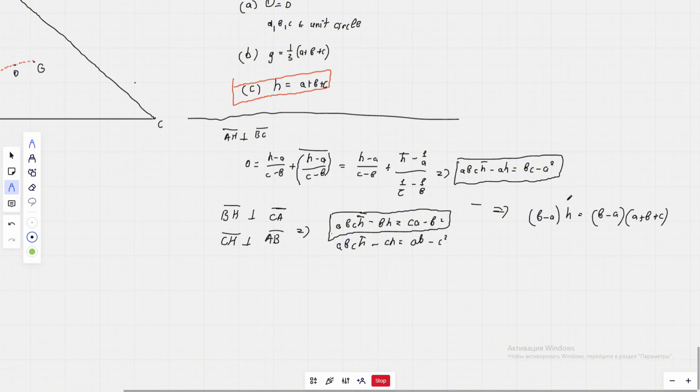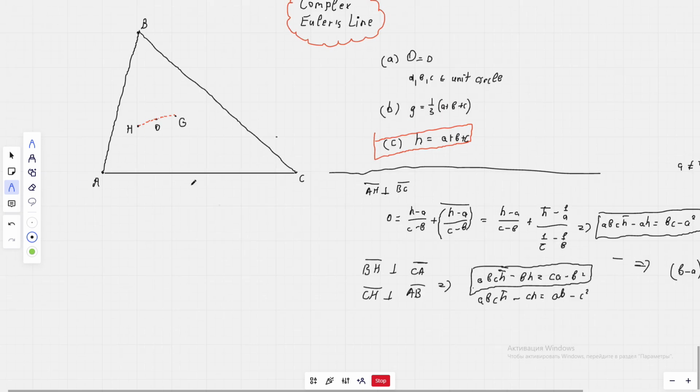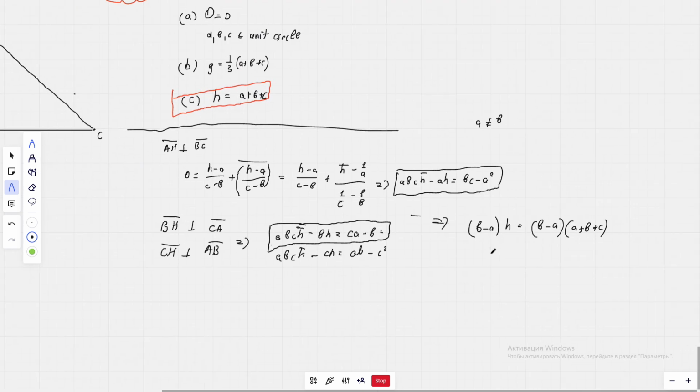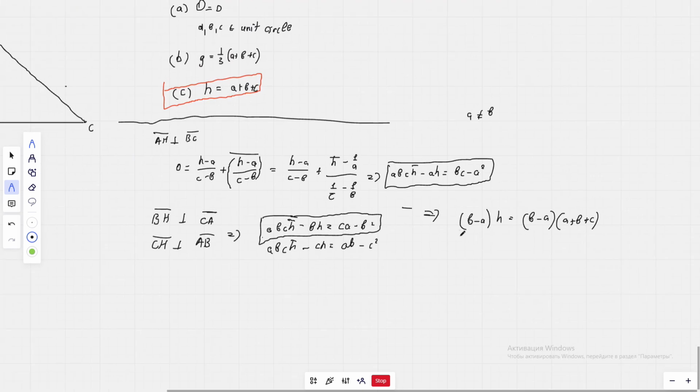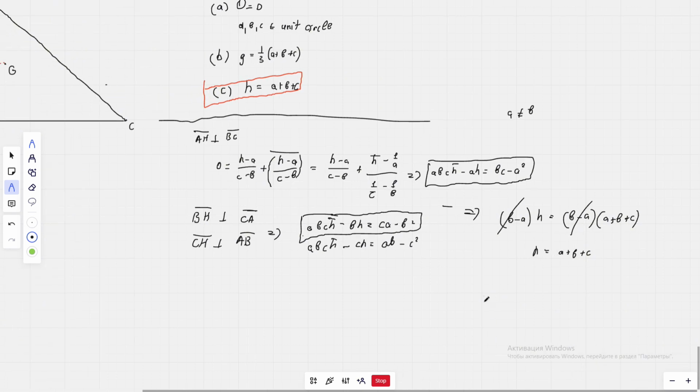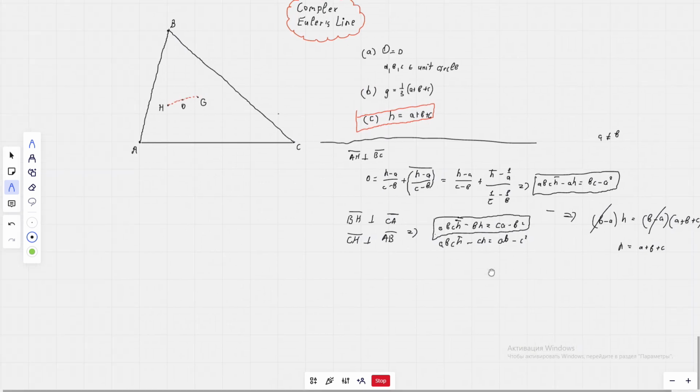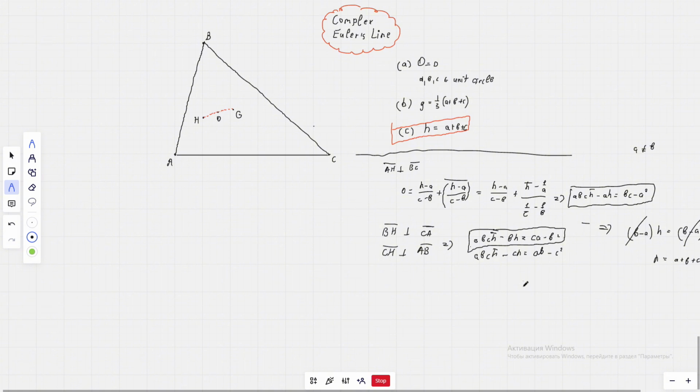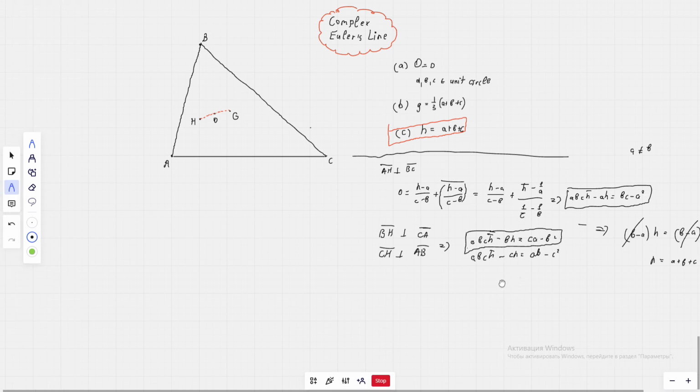Well, as I've already stated before, A cannot equal B because their coordinates are not the same. So we can simply cancel these out, and that's how we get that H equals A plus B plus C. Okay, now that we've got that, how do we prove that H, O, and G are collinear?